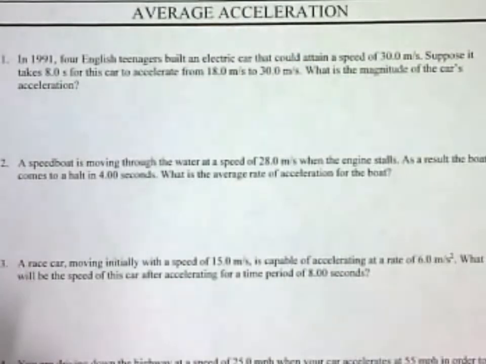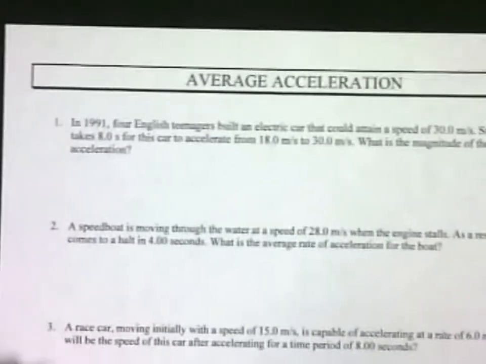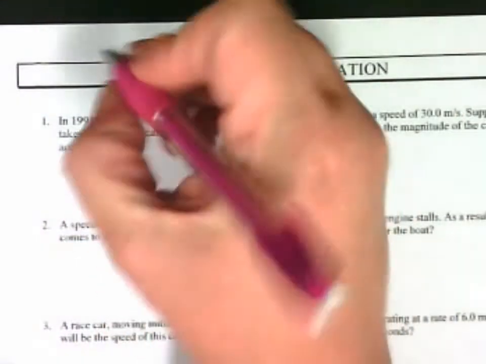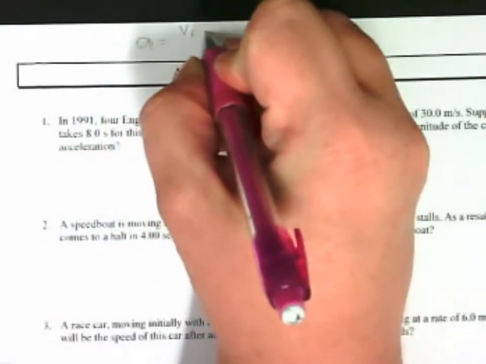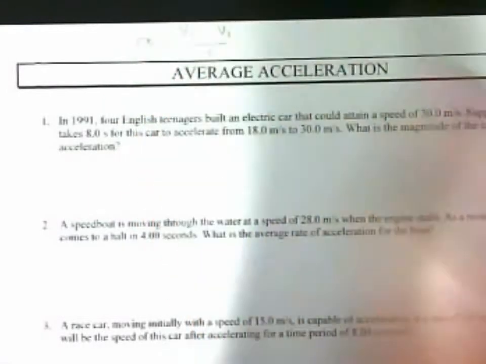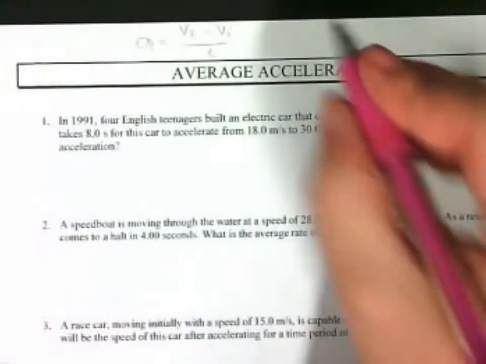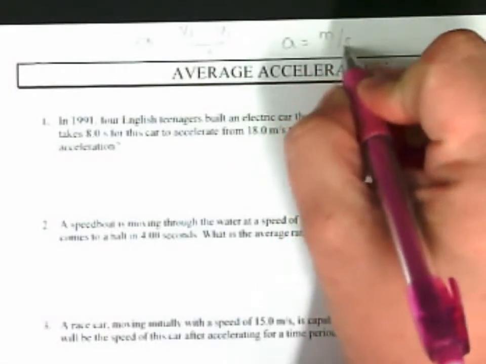So yesterday we talked about acceleration, and we talked about how the formula for acceleration was the final velocity minus the initial velocity divided by time. And that our end unit for acceleration should always end up in meters per second squared.